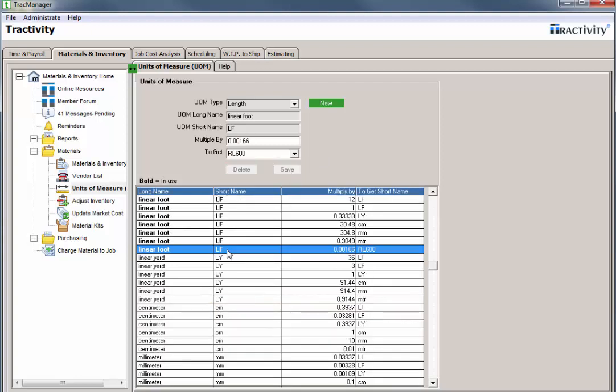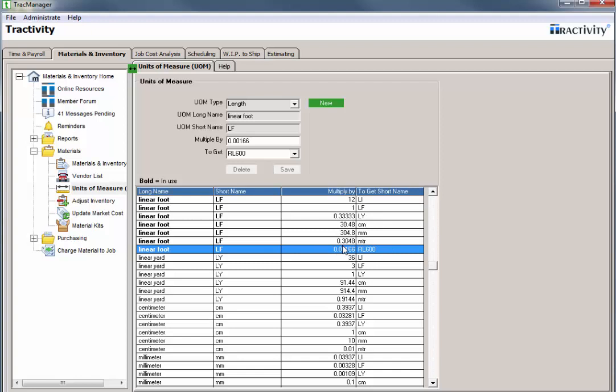Now to go from linear foot, I multiply by this number to get 1 roll. So if I take that number, 0.0016 times 600, it's going to come out to 1. So 1 roll. When we're doing purchasing, let's say I need 300 feet, and it comes in a 600-foot roll, it will buy 1 roll to meet that 300 feet. When you receive it, it will put 300 against the job and 300 to stock. So now you know you have 300 in stock.